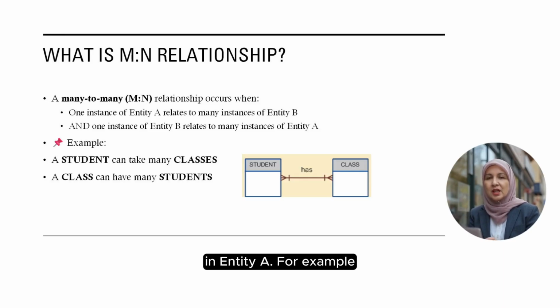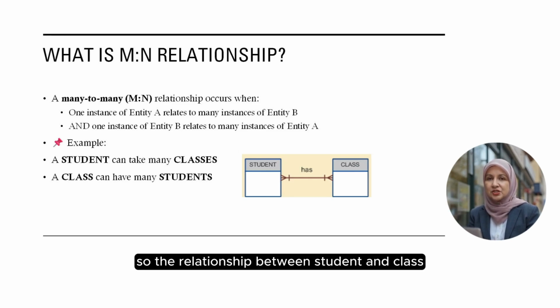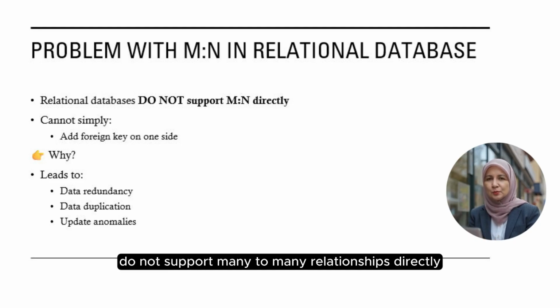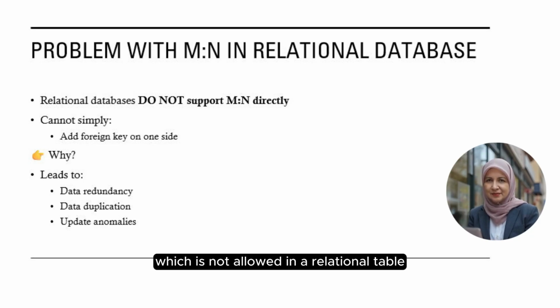For example, a student can take many classes, and a class can have many students. So, the relationship between student and class is many-to-many. Now, the problem is that relational databases do not support many-to-many relationships directly. We cannot just add a foreign key on one side, because each record would need to store multiple values, which is not allowed in a relational table.